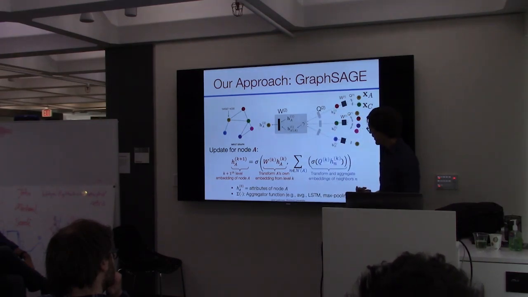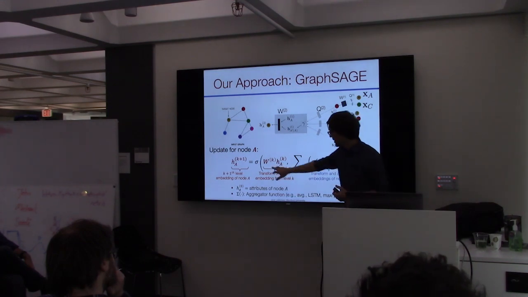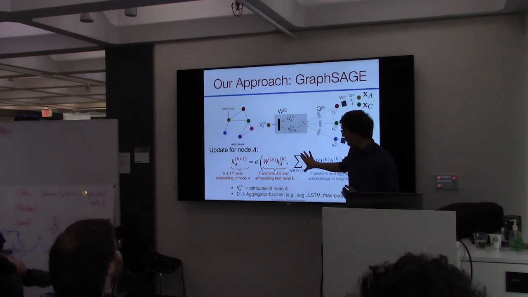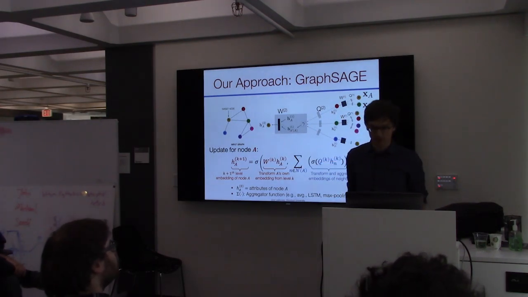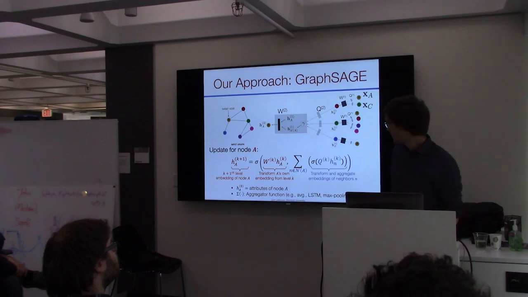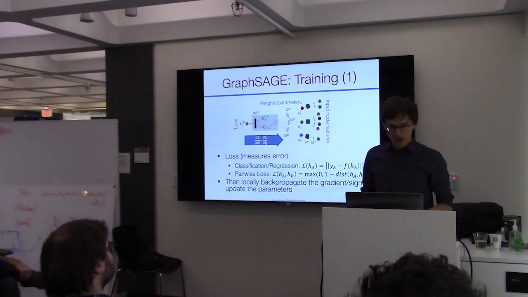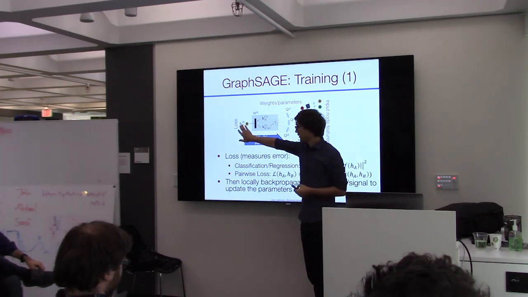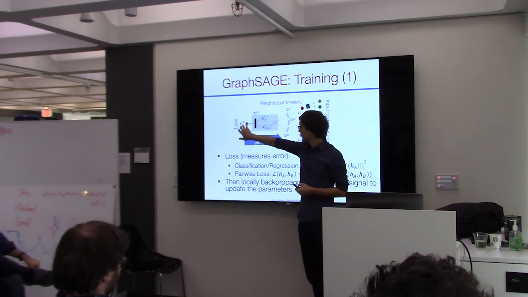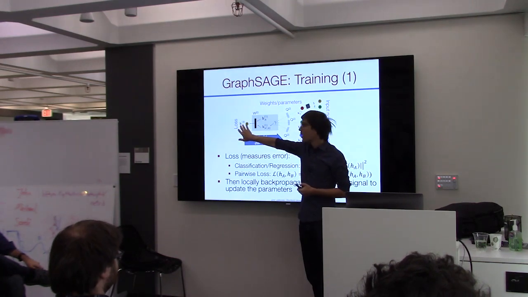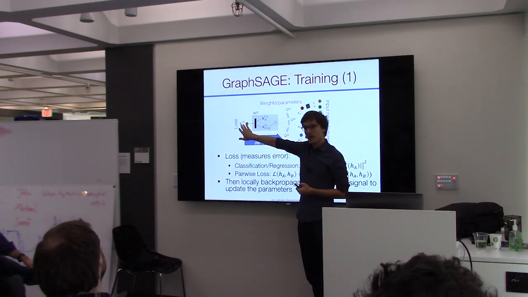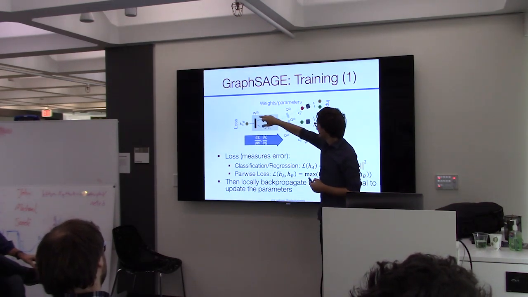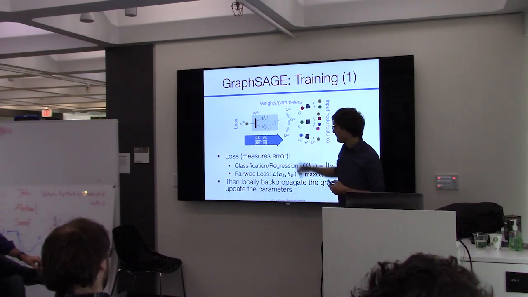And of course, what we have to do as modelers is learn these transformation matrices, W and Q, and pick what kind of aggregator function we are going to use. And then, if this is what I've done, how do I train this model? Basically, I just do backpropagation. If I have some loss function, some way to measure the performance, the accuracy of my model, I can take the derivative with respect to this loss function and propagate the gradients back to figure out what the parameters W and Q should be.